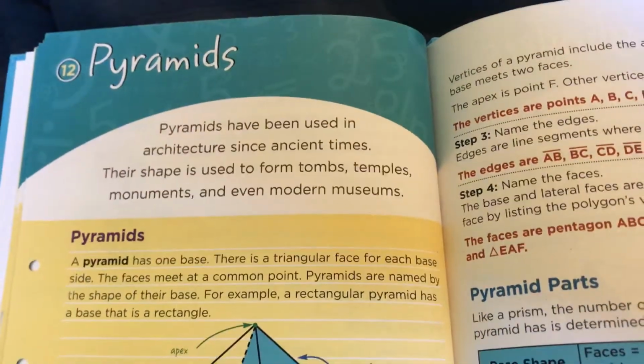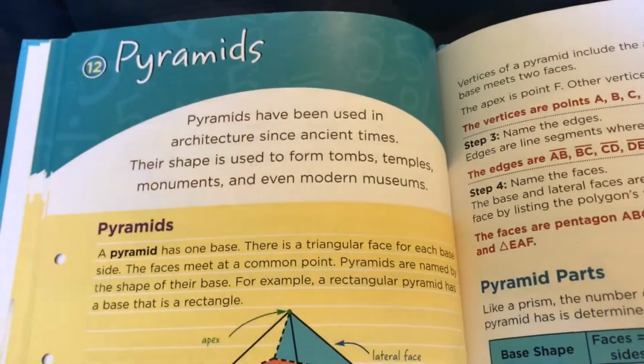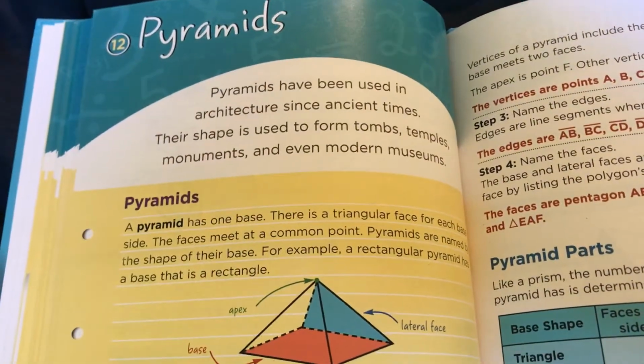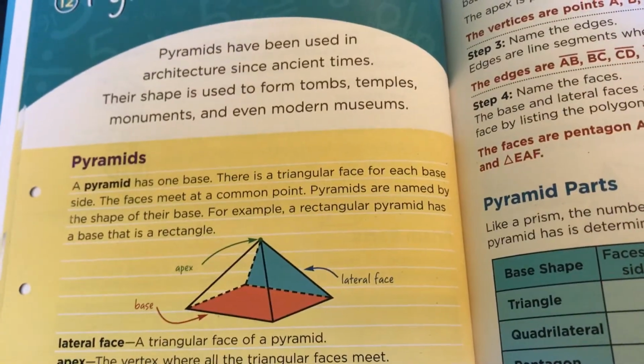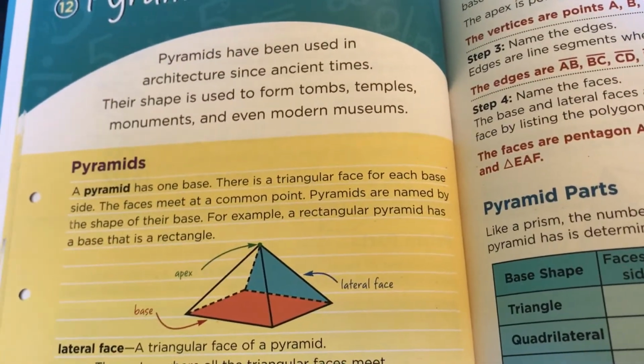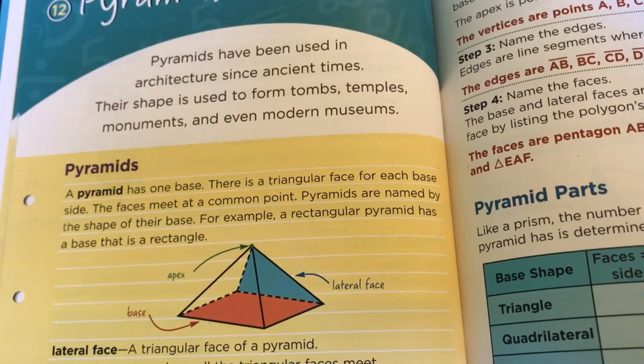12. Pyramids. Pyramids have been used in architecture since ancient times. Their shape is used to form tombs, temples, monuments, and even modern museums. A pyramid has one base. There's a triangular face for each base side. Their faces meet at a common point.